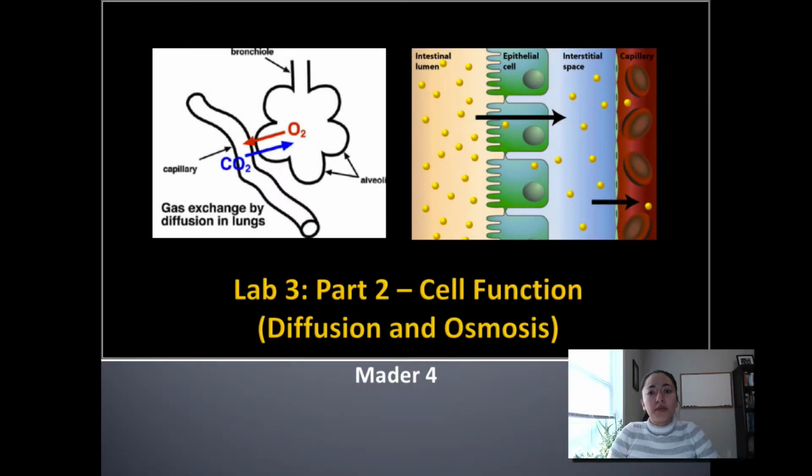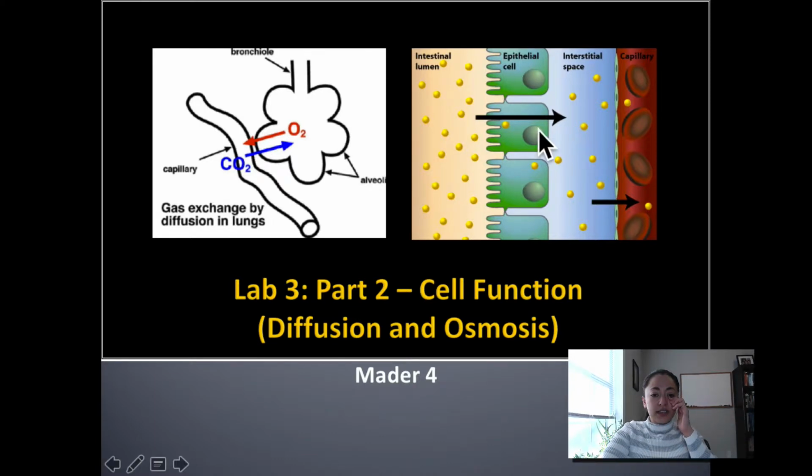Part 2 of Lab 3 looks at cell function. More specifically, we're looking at how substances can move in and out of a cell. There are two different processes that substances can use to move from one place to another. One is called diffusion, and the other thing that we're going to talk about is osmosis. Osmosis refers specifically to the movement of water, whereas diffusion refers to the movement of other stuff.